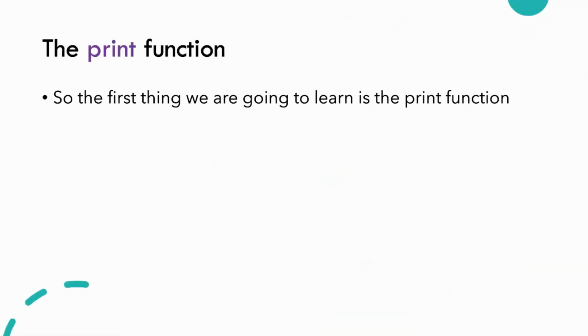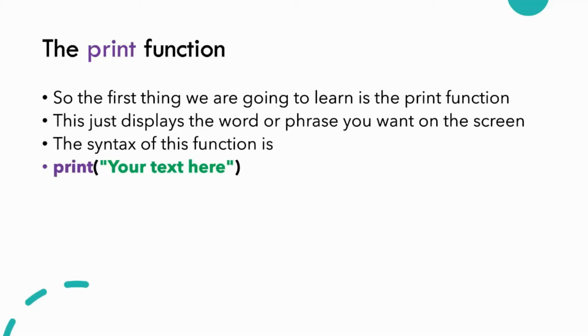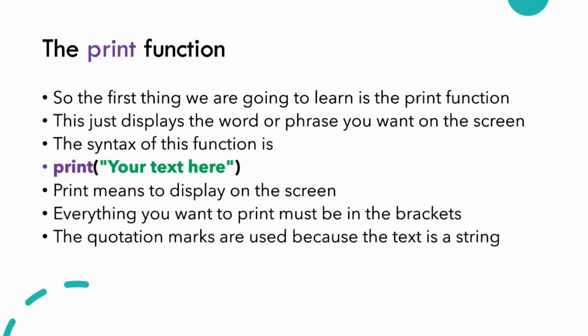So the first thing we will learn is the print function. This just displays the word or phrase you want on the screen. The syntax of this function is print, start of brackets, quotation marks, your text here, and then end of brackets. So the word print means to display on the screen. Everything you want to print must be inside or between the two brackets. The quotation marks are used because the text is a string. Strings must always be in between quotation marks, whether we're using the print function or any other function inside Python.